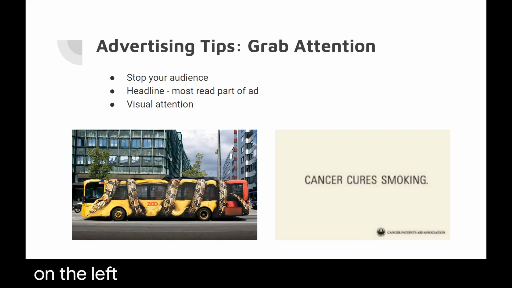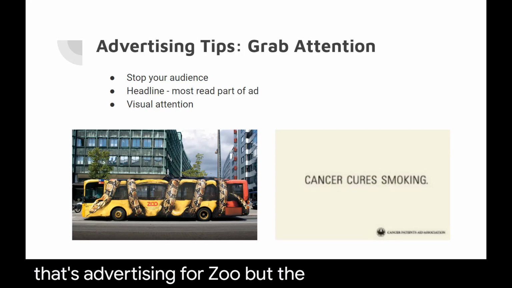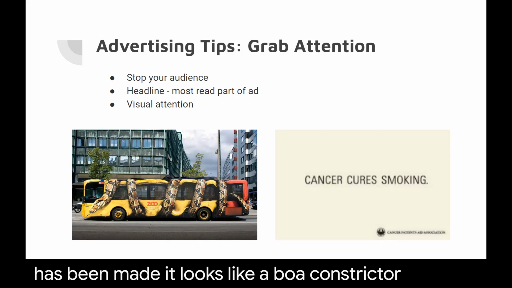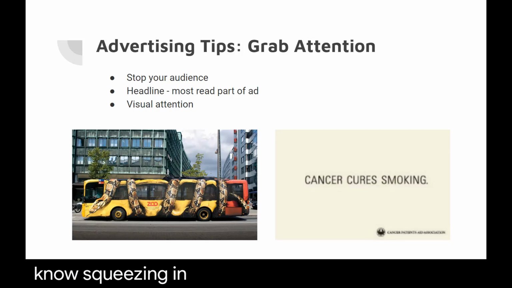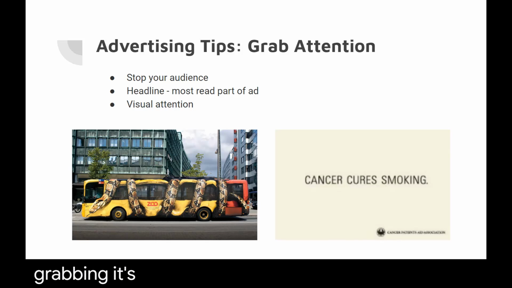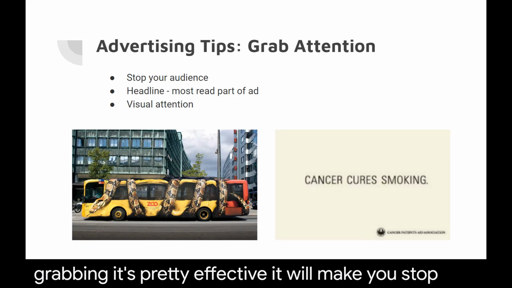Here on the left, you see a bus wrap, like a plastic wrap around a bus that's advertising for a zoo. But the way that the design has been made, it looks like a boa constrictor is squeezing in on the bus. Now, again, this is just plastic wrap, but because it is visually attention grabbing, it's pretty effective. It will make you stop in your tracks and go, what?